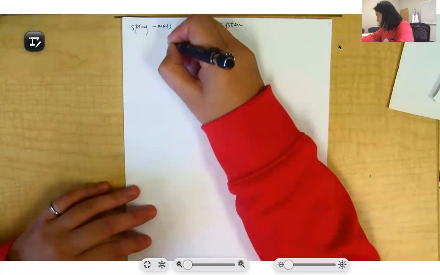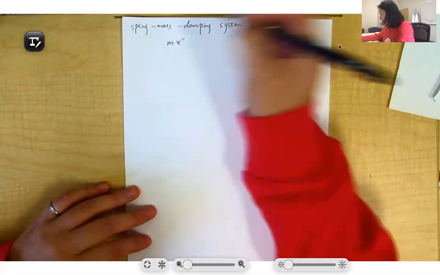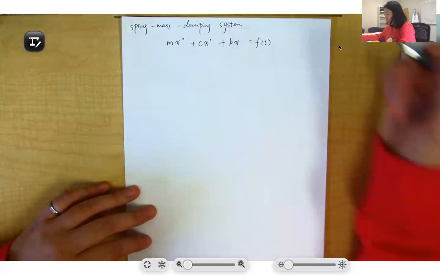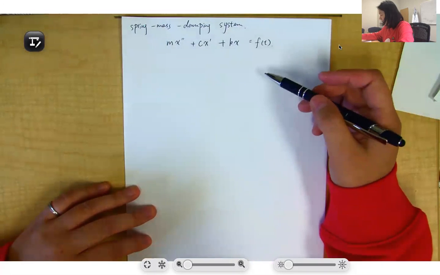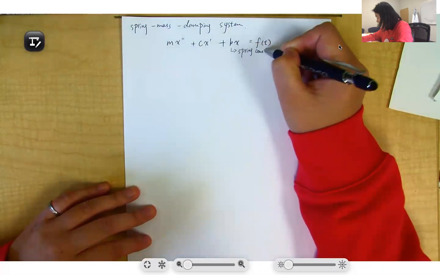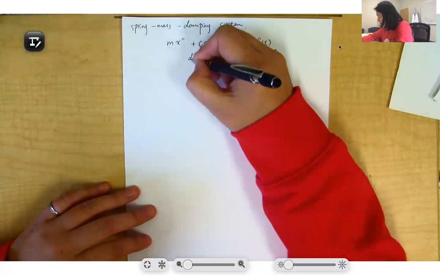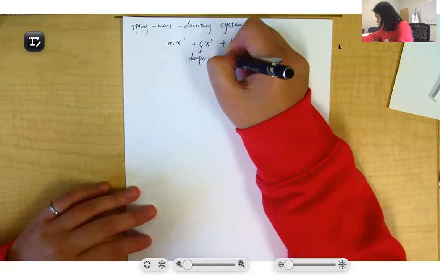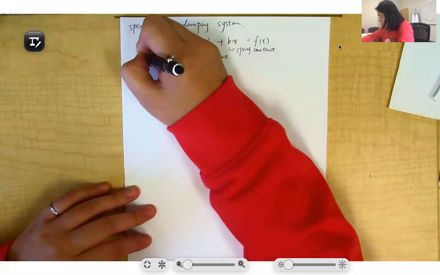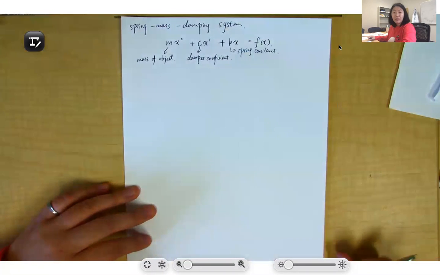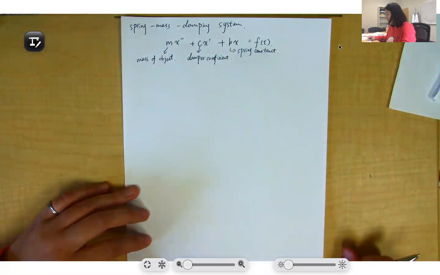So how do we write the higher order ODE for the spring mass damping system? We can write it as m x double prime plus c x prime plus k x equals F(t), which is the forcing function. Okay. This one is the spring constant, this is the damping coefficient, the damper coefficient, and that is the mass of the object. Okay, so this is our spring mass damping system.